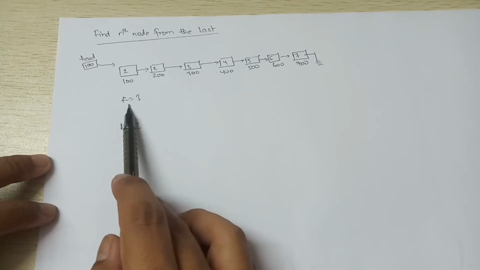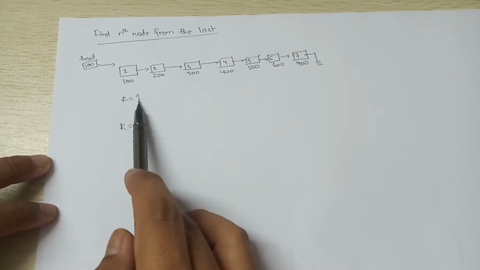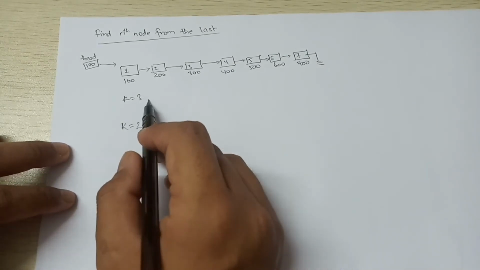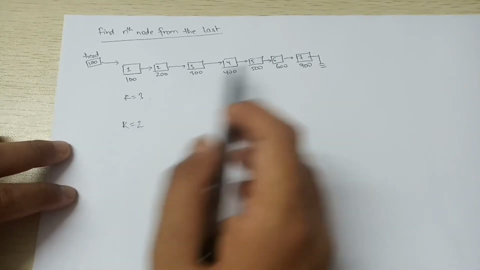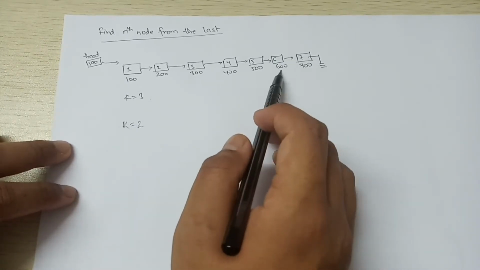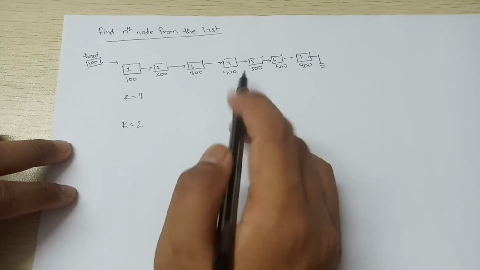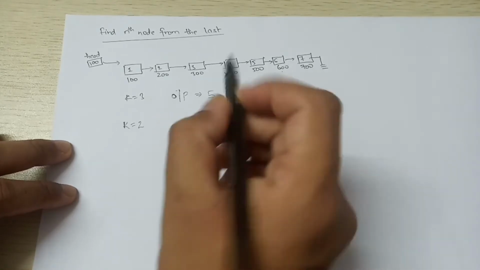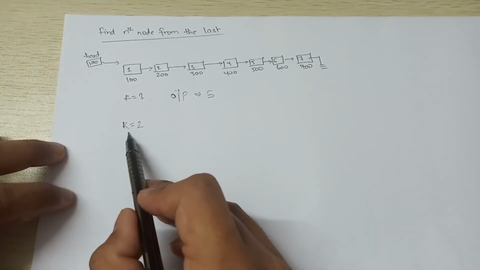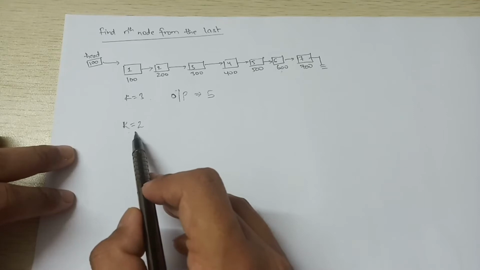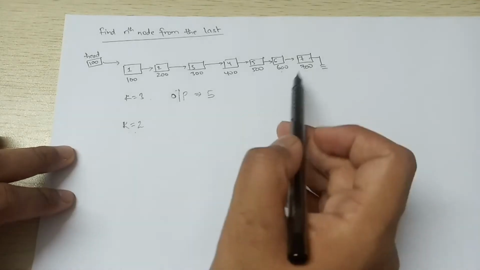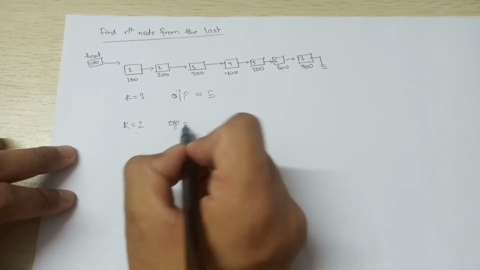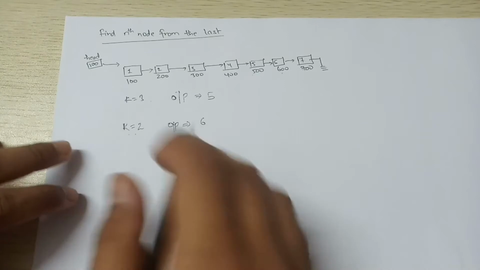The value of k is given to you, which is 3, and the output which you have to write is the third last node. This is the last node, this is the second last node, and this is the third last node. So the output will be 5 for this given k. Now suppose k is 2, then you have to return the second last node. So this is the last node and this is the second last node, so the output will be 6. So this is the problem statement.